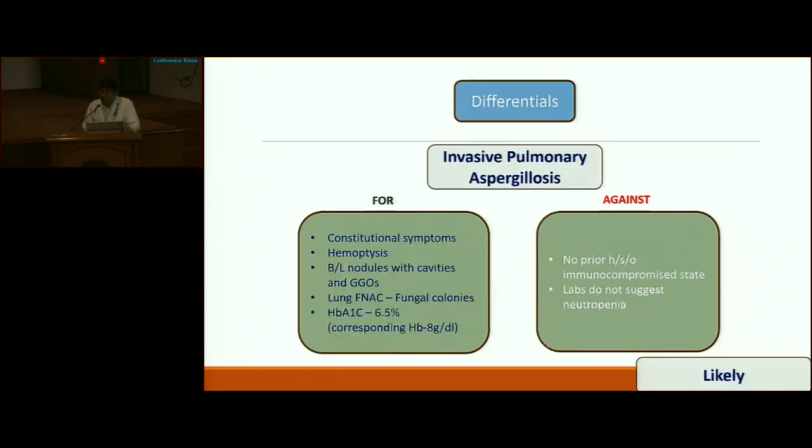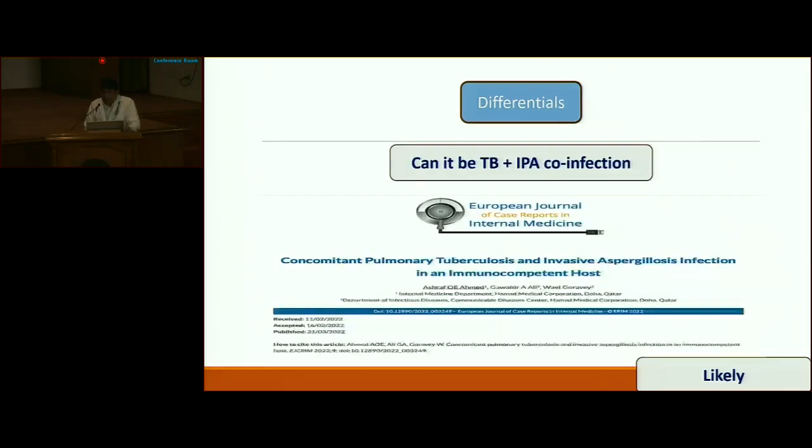Second was invasive pulmonary aspergillosis: the constitutional symptoms, hemoptysis, bilateral nodules with cavities and GGOs. Lung FNAC shows fungal colonies, even though the fungal morphology has not been described in this case. HbA1c was 6.5, and corresponding Hb was 8 gram per deciliter. Against it was no prior history of an immunocompromised state, and labs do not suggest any neutropenia. So for a likely diagnosis, can it be TB plus IPA co-infection?